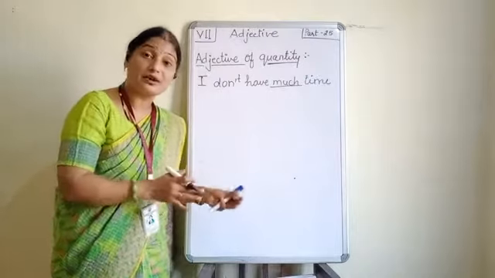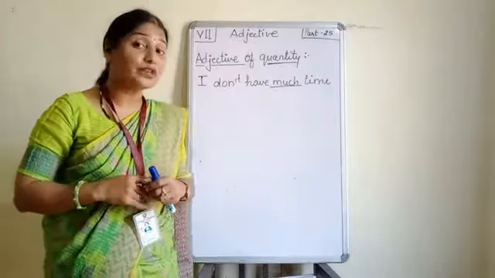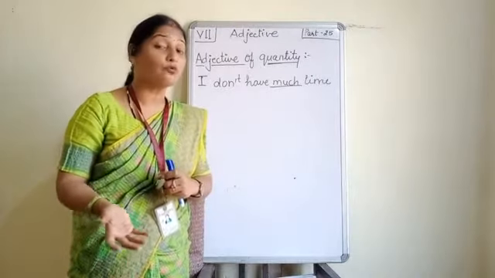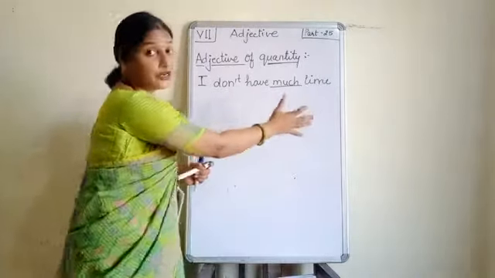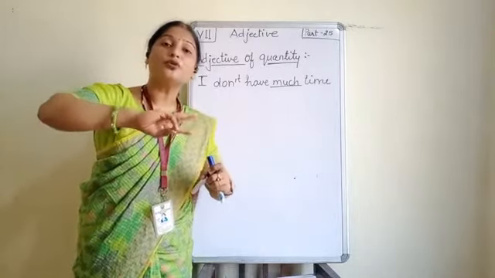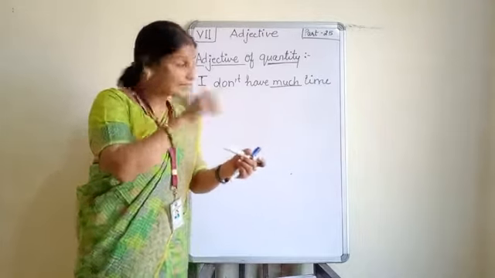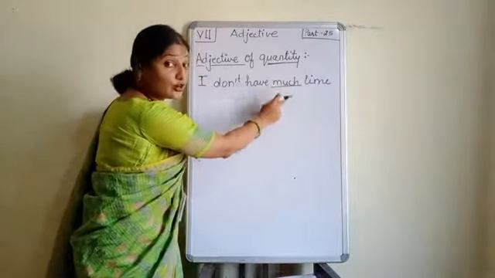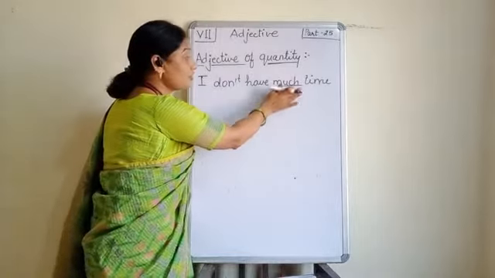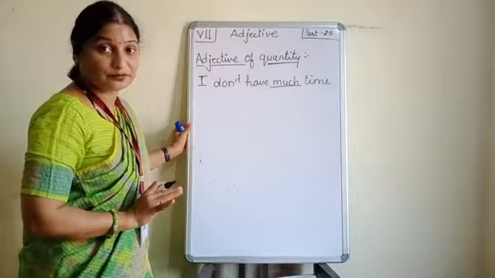Not much. But suppose we are going to have our half-yearly exams in the month of November or December, then what do we say? We don't have much time for our exams. So in this condition, the period of 2 or 3 months is also not much. So we can say that this much is not the exact number. This is not the exact amount. So this is the adjective of quantity.